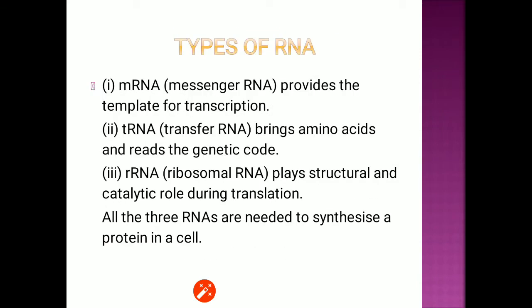Now about the types of RNA. There are three types: messenger RNA, which provides the template for transcription; transfer RNA, which brings amino acids and reads the genetic code; and ribosomal RNA, which plays a structural and catalytic role during translation. Translation is when the RNA forms protein. All the three RNAs are needed to synthesize a protein in a cell.